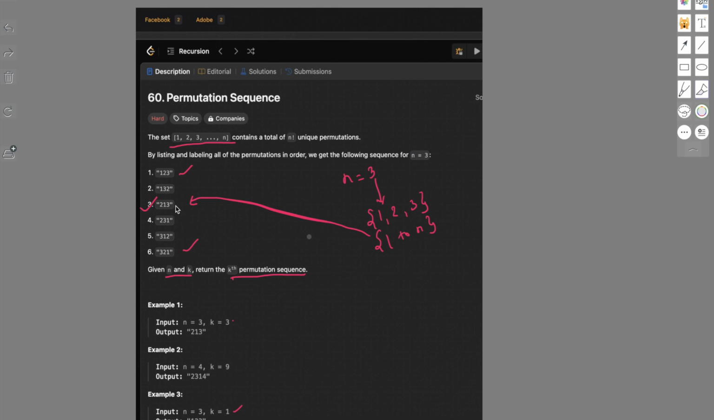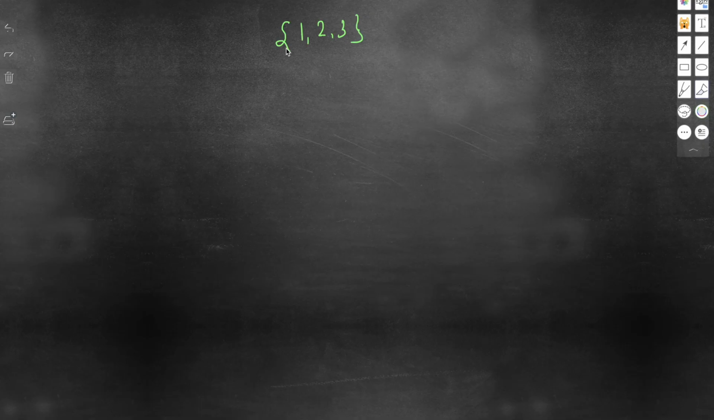Now let's try to build a recursive solution for this problem, using our framework. The first and second steps we are going to combine, that is the base case, and we are going to analyze it using a diagram. So for this set 1, 2, 3, we have to find the permutation. Let's suppose k is given as 4.